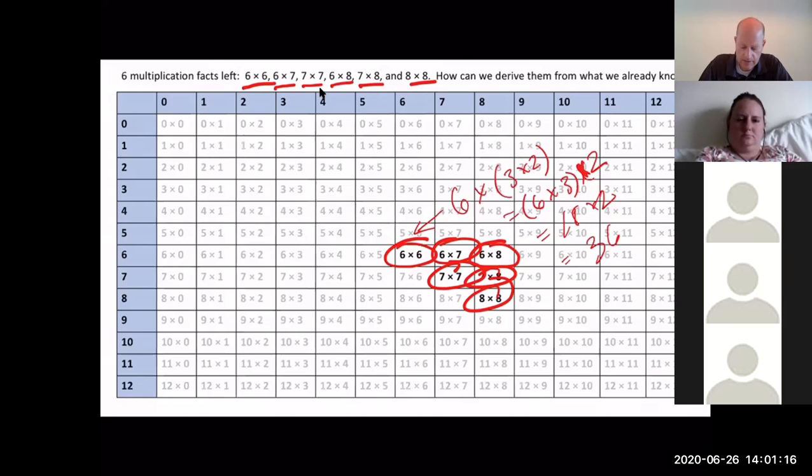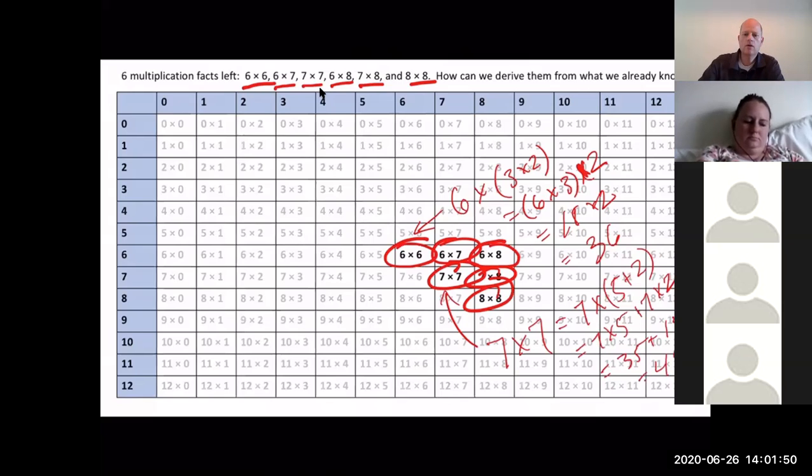We can split things up into sums as well. Let's see, 7 times 7. I'm going to split my 7 up into sums: 7 times 5 plus 2, because we know that times 5 is easy because of our counting, or multiplying by 10 divided by 2. 7 times 5 plus 7 times 2. We get 35 plus 14, which gives us 49.